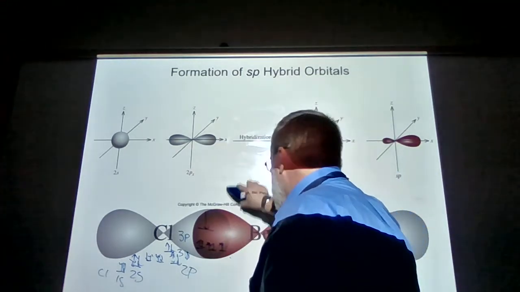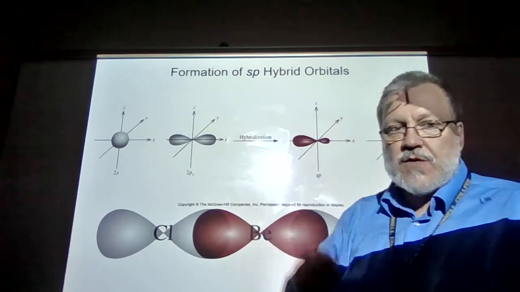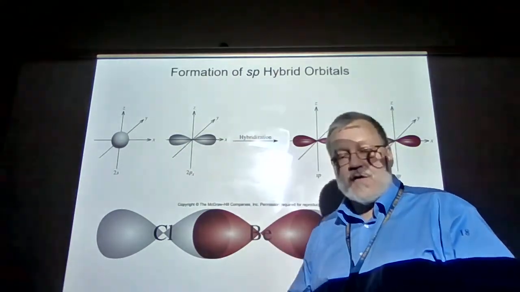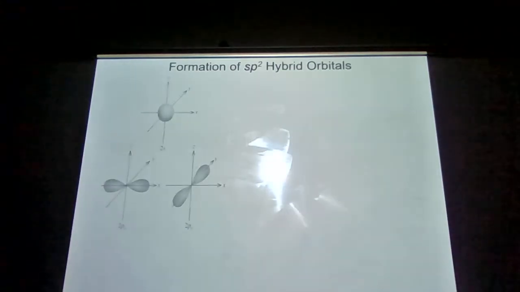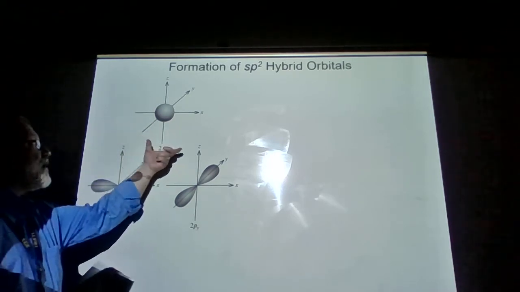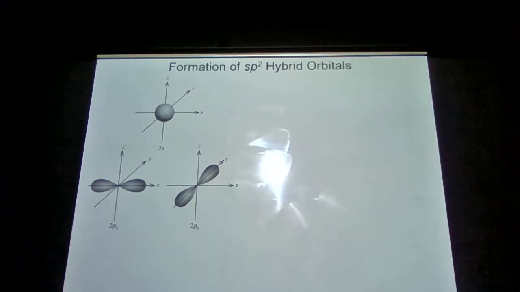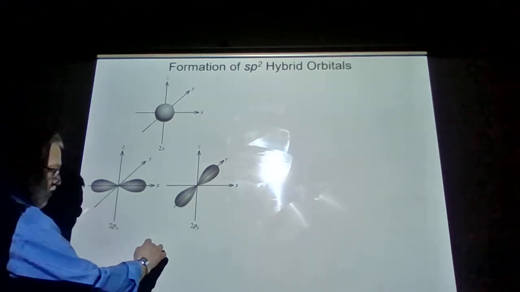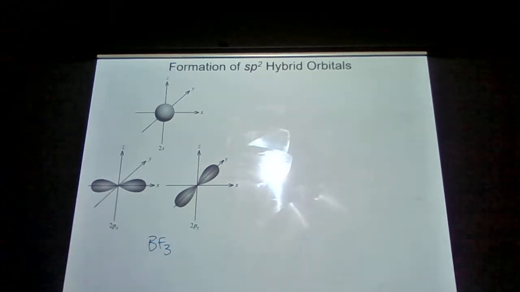Well, we've seen that center atoms can be sp3 hybridized. There's sp hybridization, which is what was shown for beryllium chloride. We can also form what are known as sp2 hybridized orbitals, where we hybridize an s and two p-type orbitals. Take BF3, boron trifluoride. The molecule is trigonal planar.